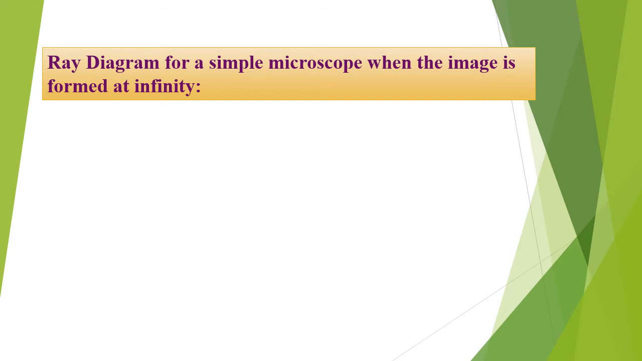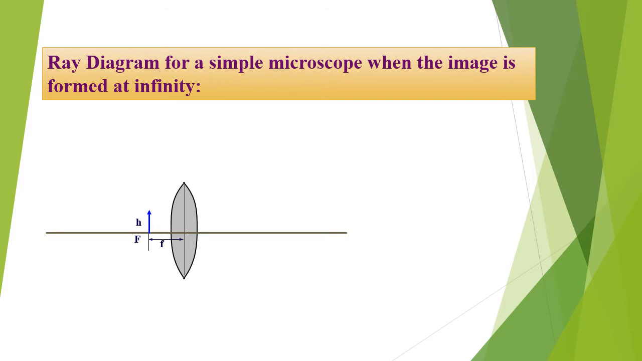at infinity distance. See, this is a lens, this is the principal axis, and this is the object kept, which has a height h. It is kept nearly at the focus. The rays are coming like this from the head, forming parallel refracted rays. And when you see from this side, the rays meet at infinity. That means rays are coming parallel to your eye, so the eye is under a relaxed condition. So the angles are the same here.